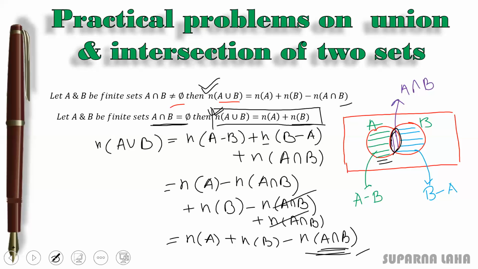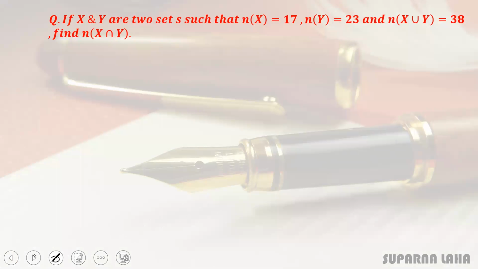So here is the first problem. This is from the NCERT book, exercise 1.6. This is, I think, question number 1. X and Y are two sets such that the number of elements in X is 17, the number of elements in Y is 23, the number of elements in X union Y is 38, and you need to find the number of elements in X intersection Y.